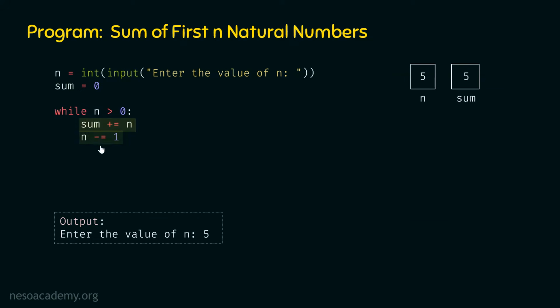After this, we must decrement the value of n by 1. This becomes 4. Now what is the next step? We must check this condition again. Is n greater than 0? 4 is greater than 0. Condition is satisfied. We must get inside this while loop and add n to sum. What is the old value of sum? The old value of sum is 5 and n is right now 4. Therefore, sum plus equal to n will update sum to 9 because 5 plus 4 is 9.